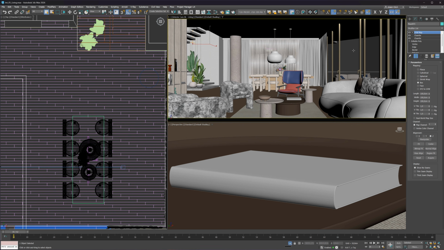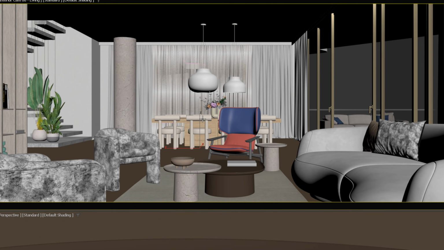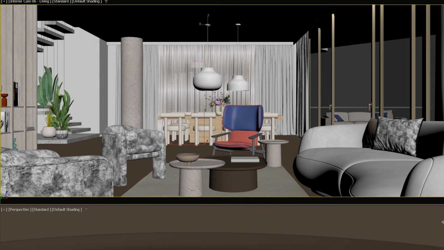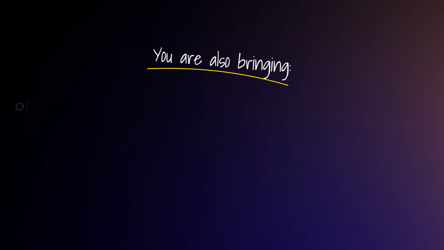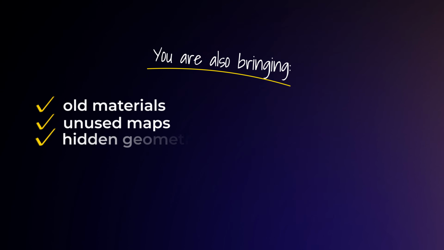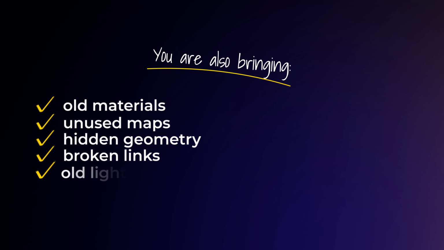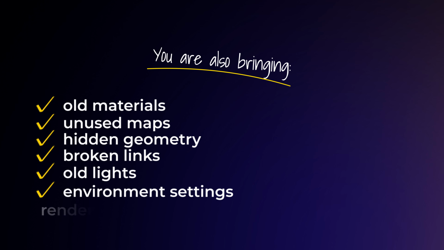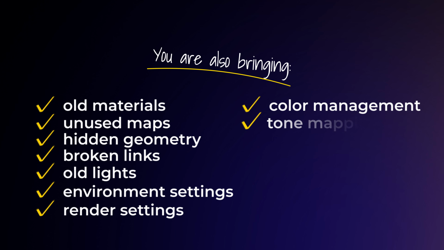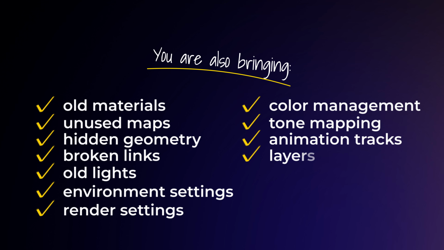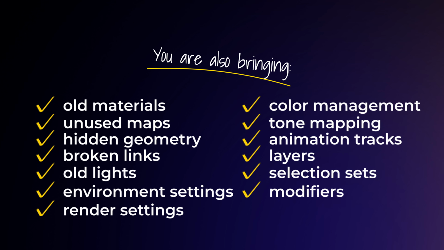Another mistake is merging old scenes without cleaning them first. You have an old project, you like one chair, one lamp, maybe one plant setup, so you merge it into your new scene. It feels faster than rebuilding it from scratch, but many times you are not importing just the object. You are also bringing old materials, unused maps, hidden geometry, broken links, old lights, environment settings, render settings, color management, tone mapping, animation tracks, layers, selection sets, modifiers, and sometimes plugins or scripts you don't even need anymore.